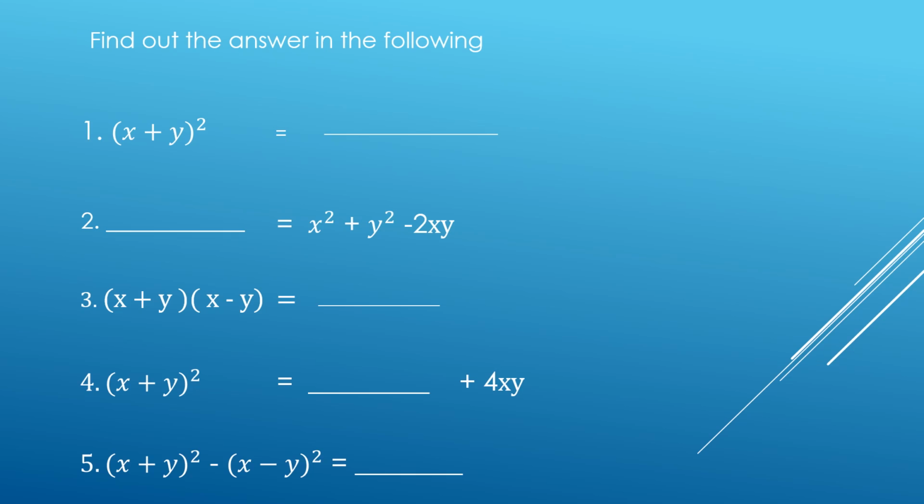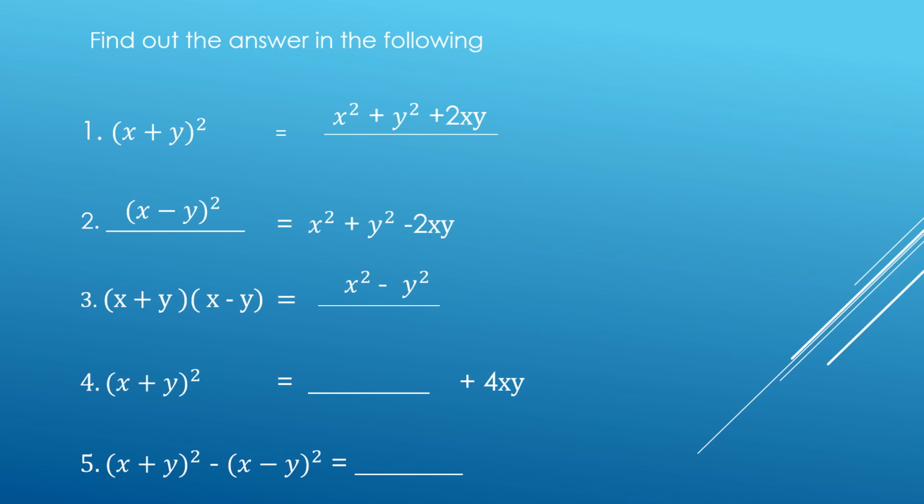(x plus y) the whole square equals? Correct. It's x square plus y square plus 2xy. What about the second one? Good. It's (x minus y) the whole square. We know (x minus y) the whole square equals x square plus y square minus 2xy. Good. What about the third one? (x plus y) into (x minus y). Yes, it's x square minus y square.